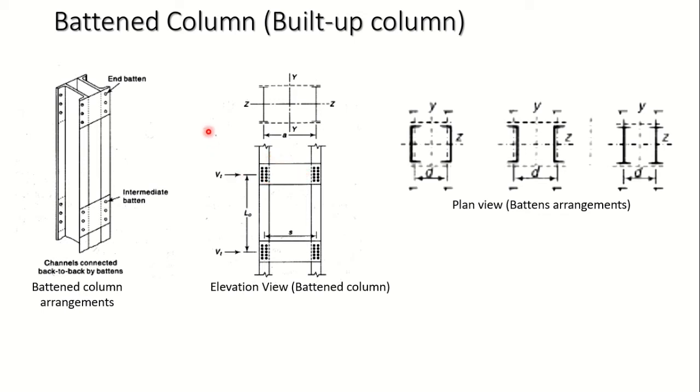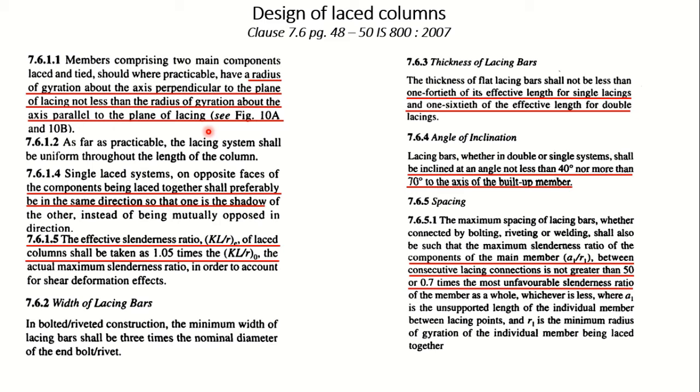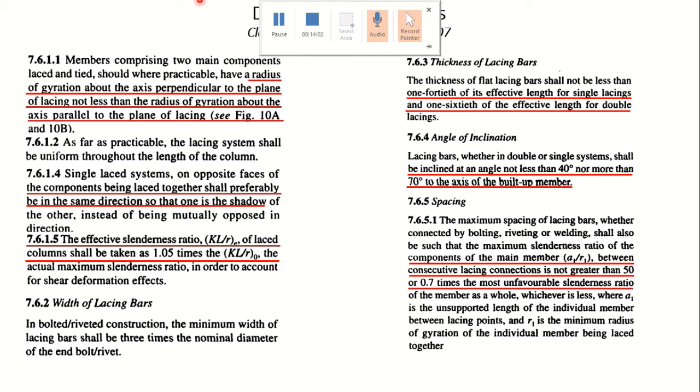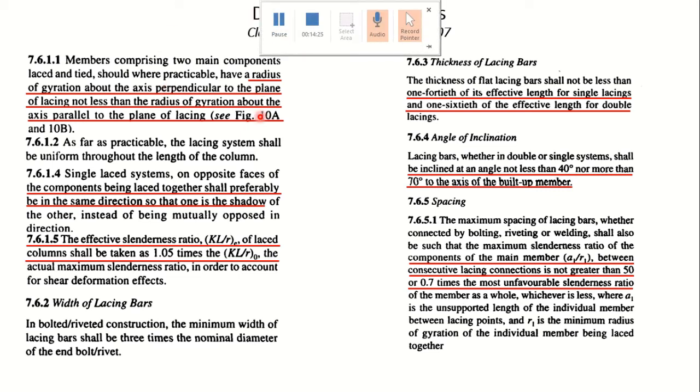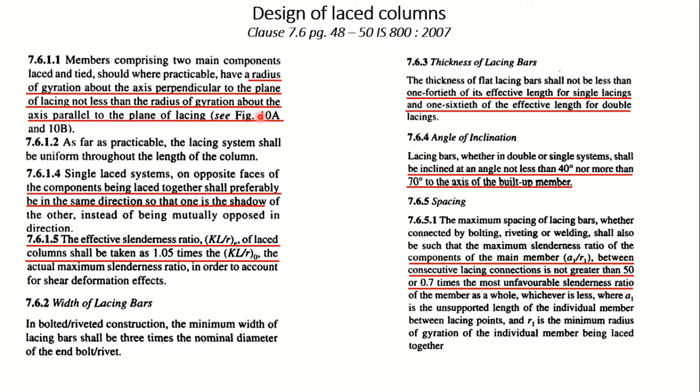Now coming to our design code, IS 800, clause 7.6 on page 48, we have the specification given for a laced column. This is about the design of a built up column using a lacing arrangement. You can go through these things there. The main things required in the design I have mentioned here. Other than this, we also have some minor specifications given there. These specifications are mainly required for the arrangement and design of the lacing system. That is what is listed in this particular section.